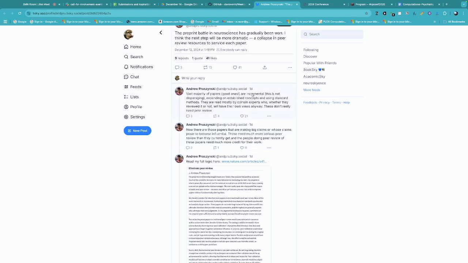So continuing with this thread: vast majorities of papers, good ones, are incremental. This is not disparaging; they expand on established concepts and use standard methods. So what he's saying here is that when we develop a paper, we usually start with an outline, kind of like what we did for computational psychiatry there, and then we fill in the outline. We flesh it out. If we're collecting data, we collect our data, and then we see where we are.